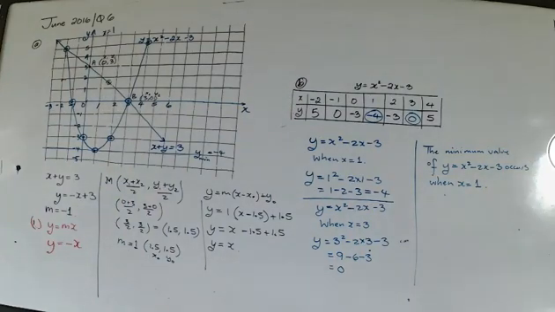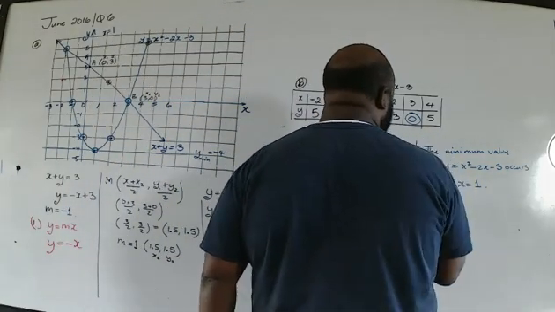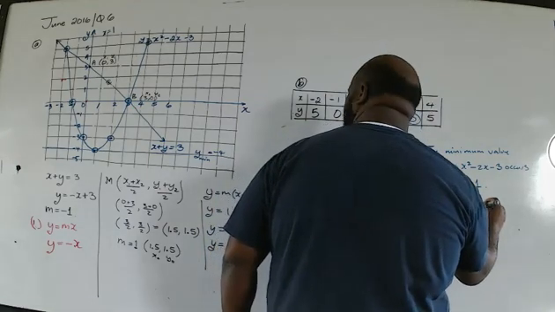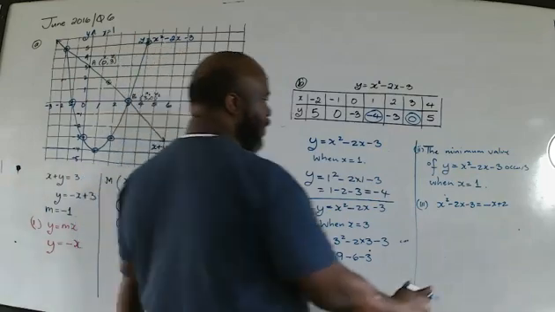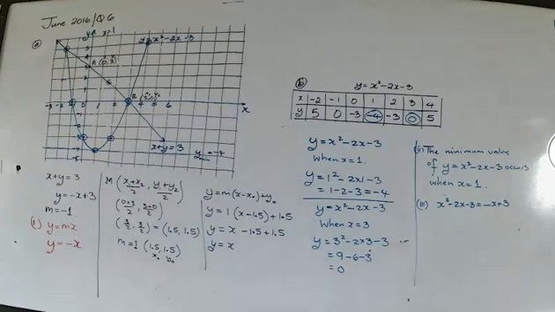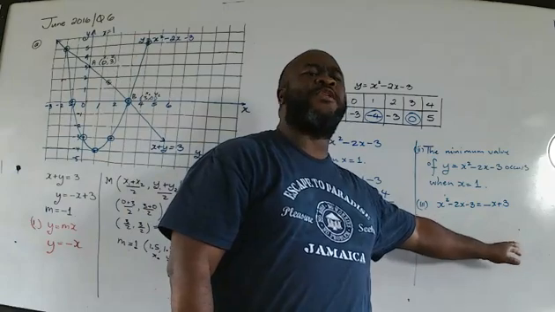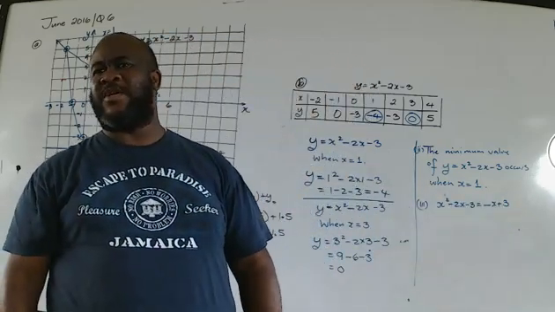The value of x for which x squared minus 2x minus 3 is equal to minus x plus 3. Now what they're asking you to do is to solve this equation. x squared minus 2x minus 3 is equal to minus x plus 3. If someone is asking you the value of x that makes this equal to this, what they're asking you to do is to solve the equation.